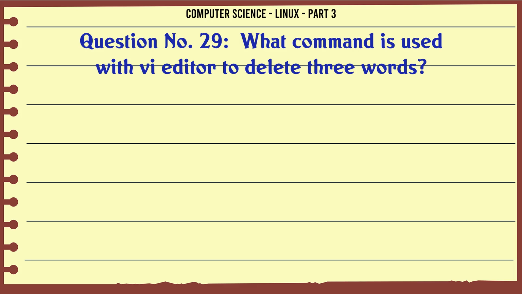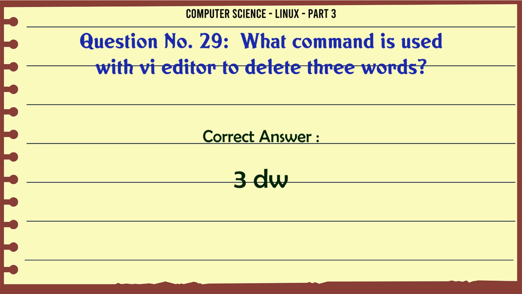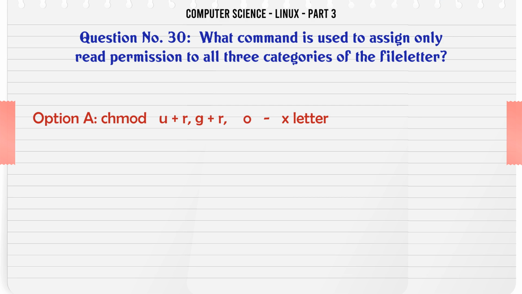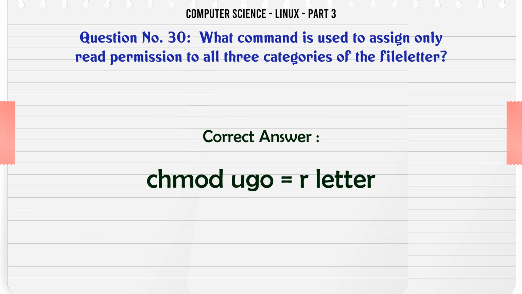What command is used with the vi editor to delete 3 words? A. 3d. B. 3dw. C. 3x. D. 3dd. The correct answer is 3dw. What command is used to assign only read permission to all 3 categories of the file letter? A. chmod urwx letter. B. chmod ugo=r letter. C. chmod rw letter. D. chmod go letter. The correct answer is chmod ugo=r letter.